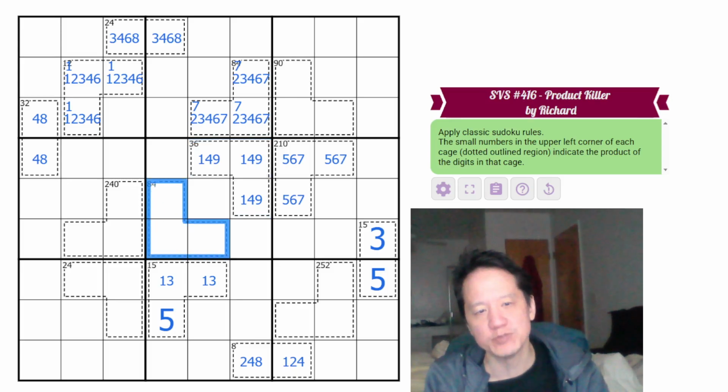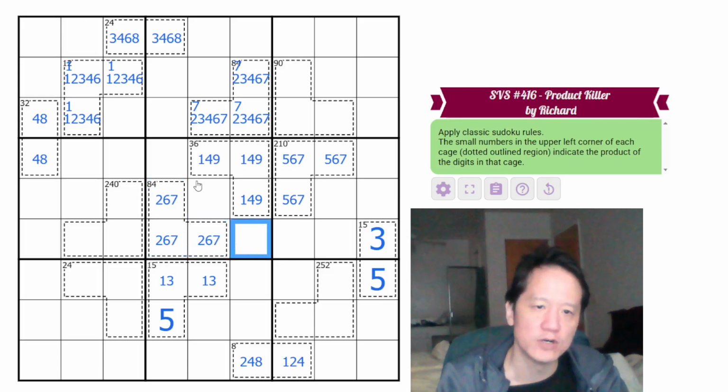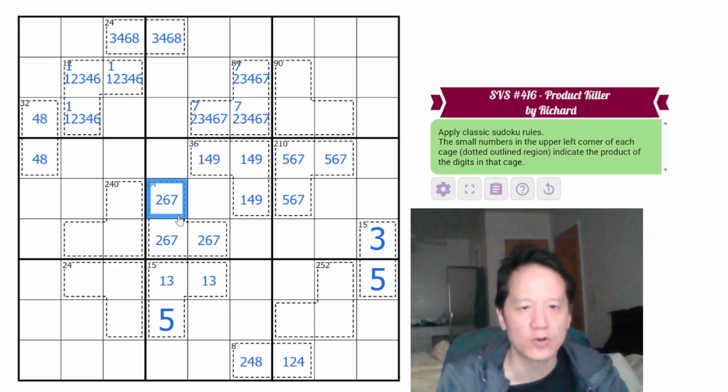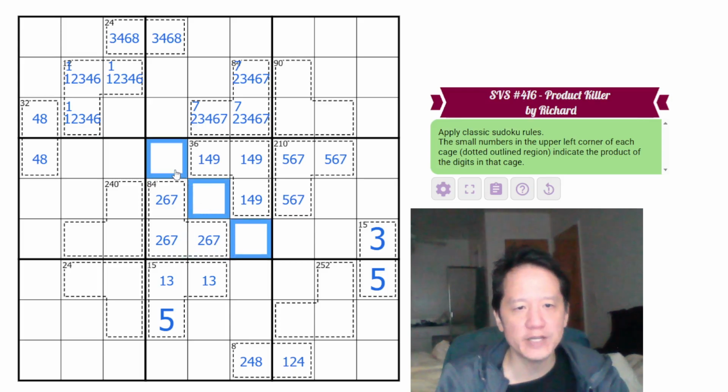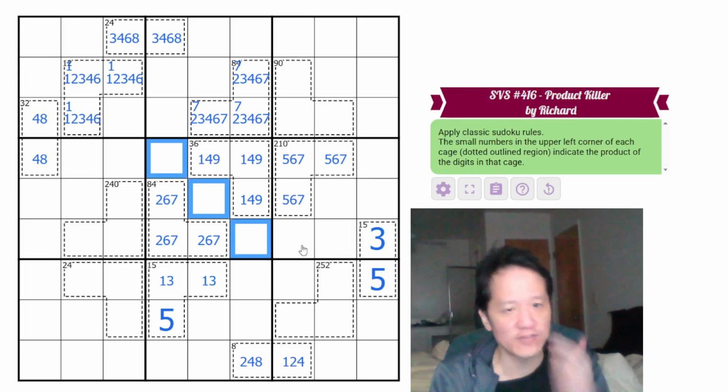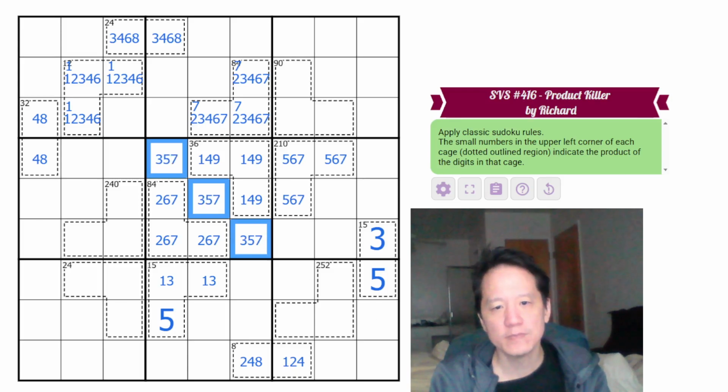Therefore, this must be 2, 6, and 7 multiplied together, right? 2 and 6 is 12. 2 and 7 is 14 times 6 is 84. Or 2 times 6 is 12 times 7, which is 84. Therefore, the remaining digits are 3, 5, and 8. Not 7. 3, 5, and 8. This can't be 3. This can't be 5.